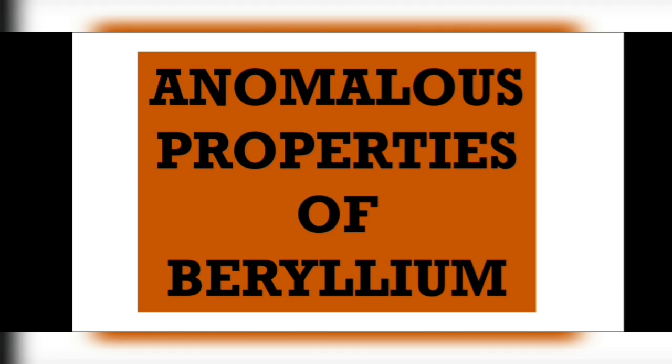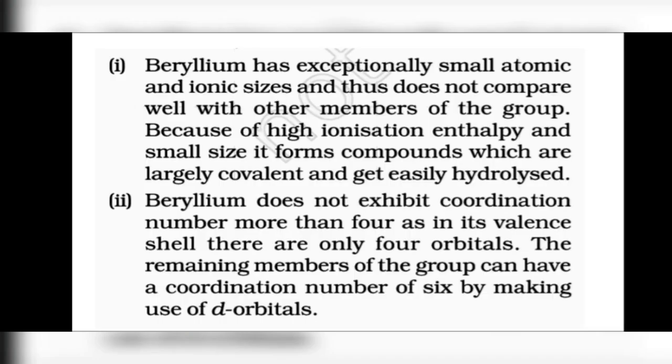So I have already said that the first element of group 1 and group 2 have some different properties from the remaining elements, isn't it? So we'll discuss some of the different properties of beryllium, the first element of group 2. Beryllium has exceptionally small atomic and ionic sizes, and thus does not compare well with other members of the group. Because of high ionization enthalpy and small size, it forms compounds which are largely covalent and get easily hydrolyzed.